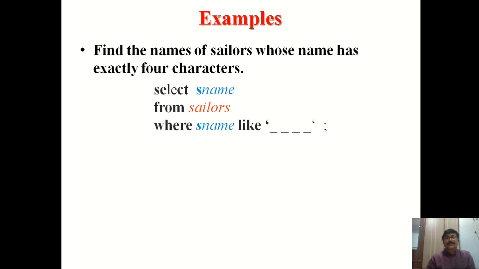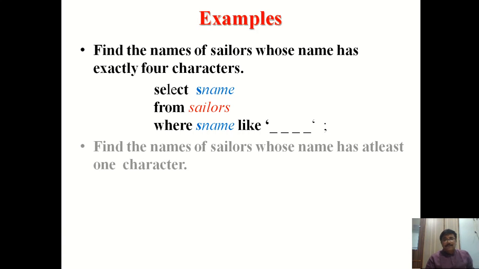Select sname from Sailors where sname like four underscores, meaning 4 characters. Simply we can specify 4 underscores. That means we have 4 characters, and those are any characters from A to Z.